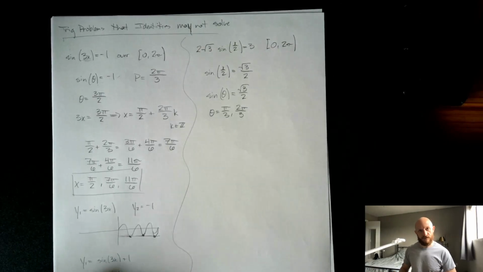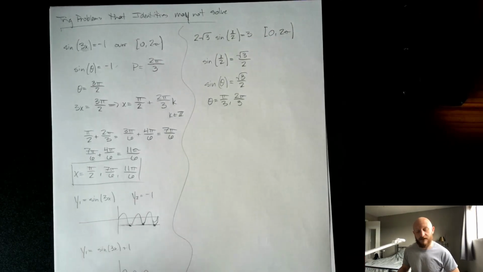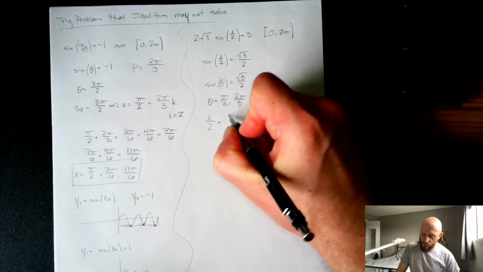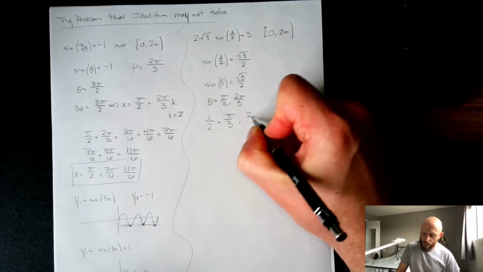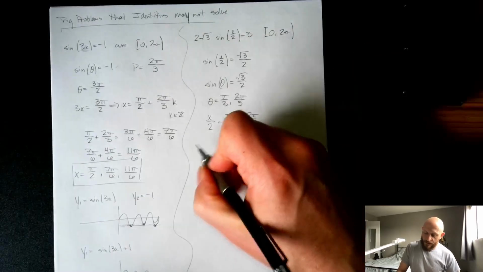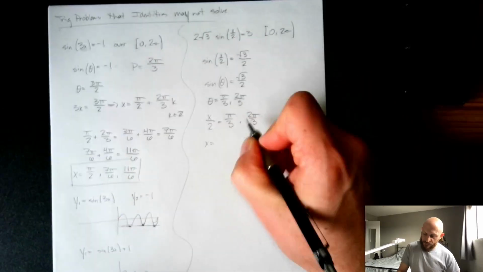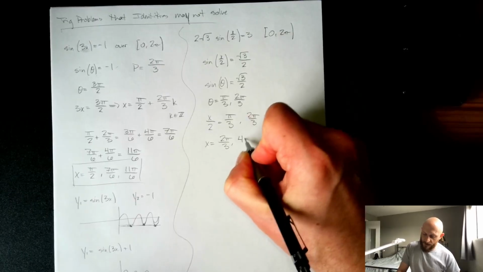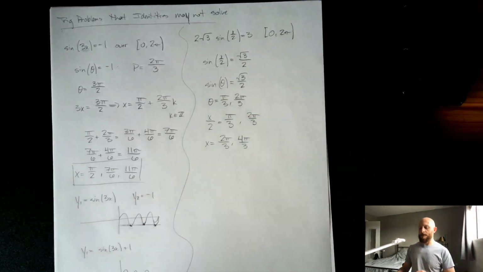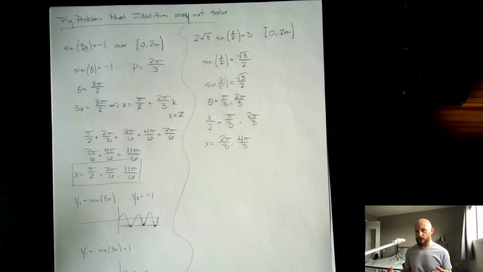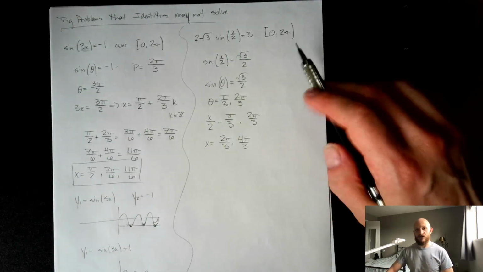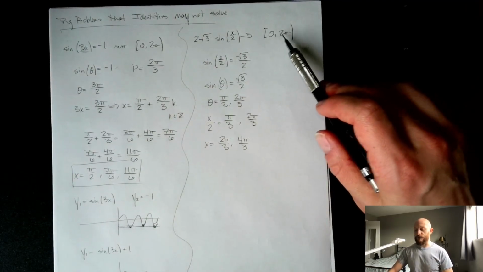We don't want solutions in terms of theta, we want them in terms of x. So we instead solve, where does x over 2 equal pi over 3 or 2 pi over 3? Multiplying through by 2, x equals 2 pi over 3 and 4 pi over 3. Okay, so we found two solutions.